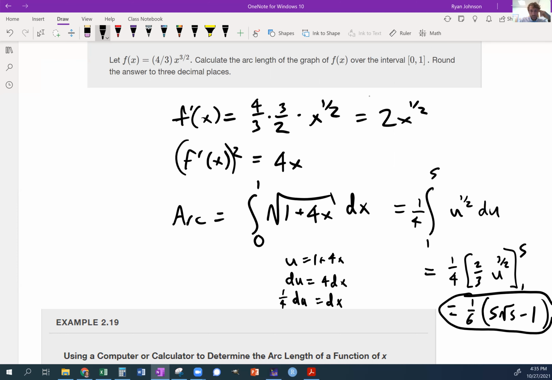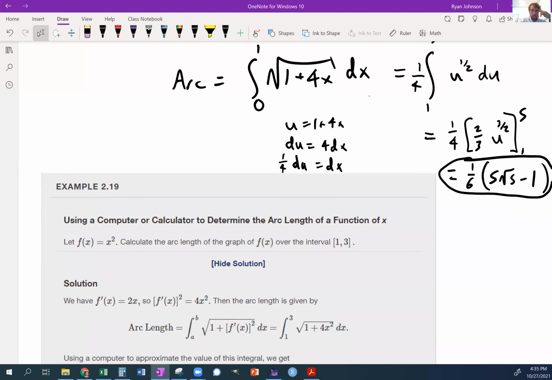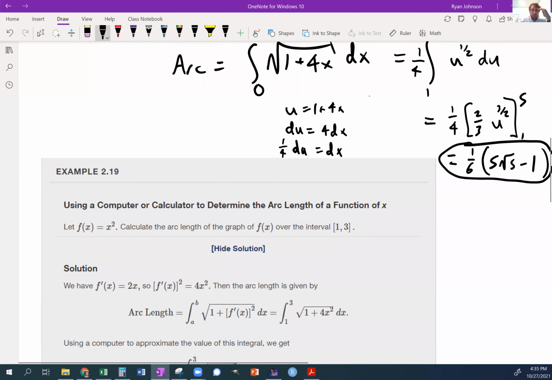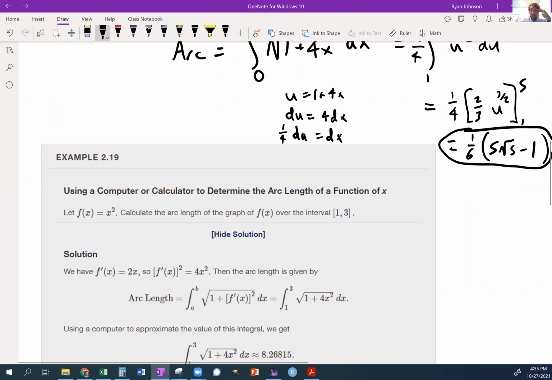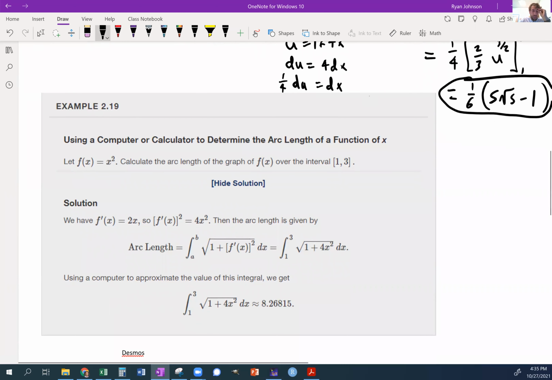Now here's an example from the book. They did f of x is x squared from 1 to 3. And here's f prime squared. We already kind of did that above. The arc length is the integral from 1 to 3 of the square root of 1 plus 4x squared. Then the book hasn't told you how to do these integrals, so they say, use a computer.